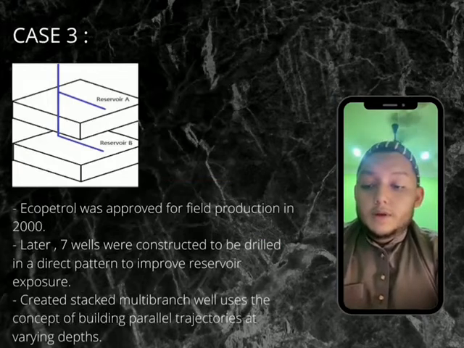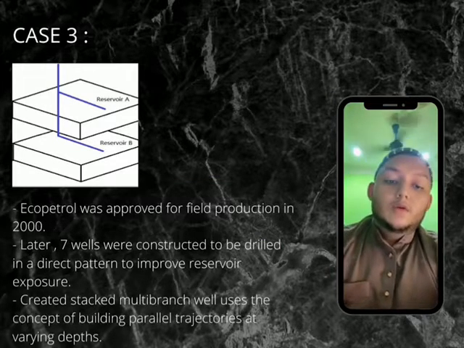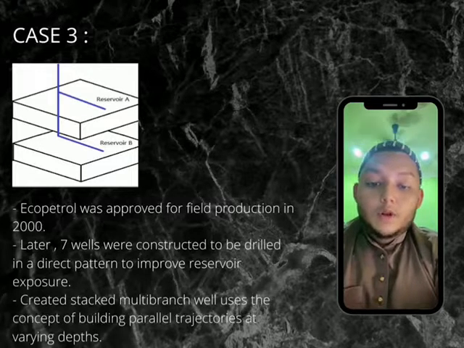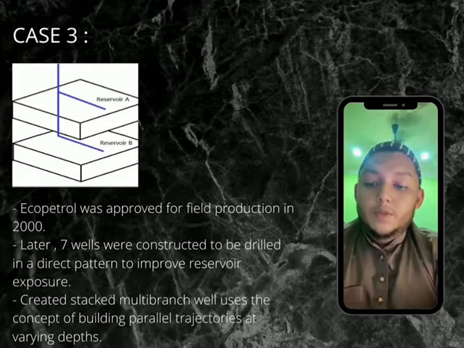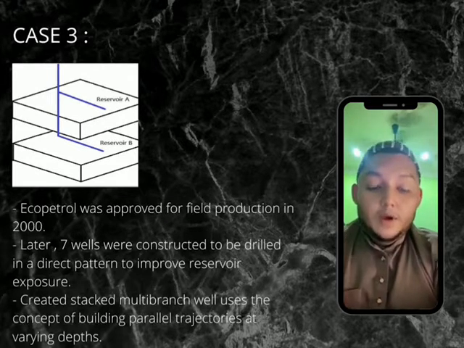Okay, we continue with case study 3. The third case study is for a stacked multi-branch well that is operated by Ecopetrol, located near Bogota, Colombia, in the Castilla field of the Guadalupe Reservoir. Ecopetrol was approved for field production in 2000, according to this case study by Mercado.